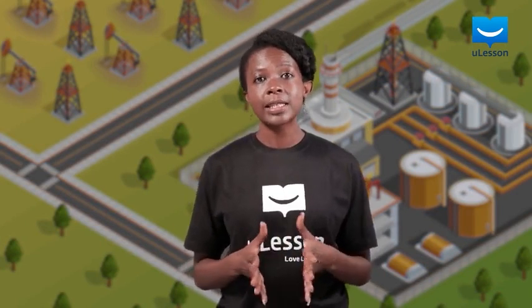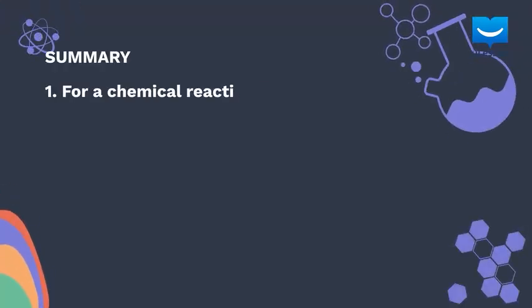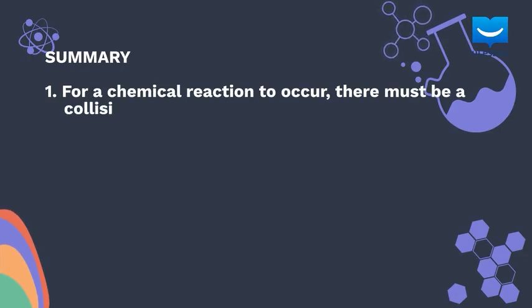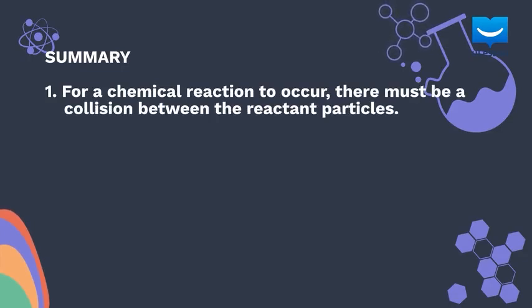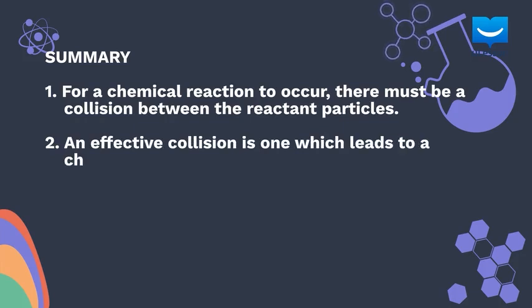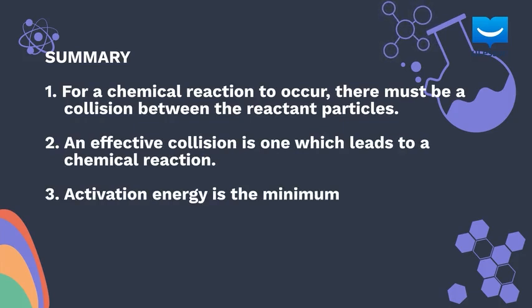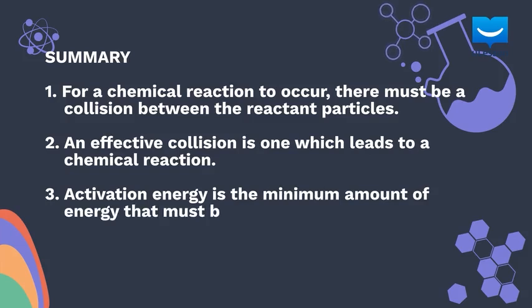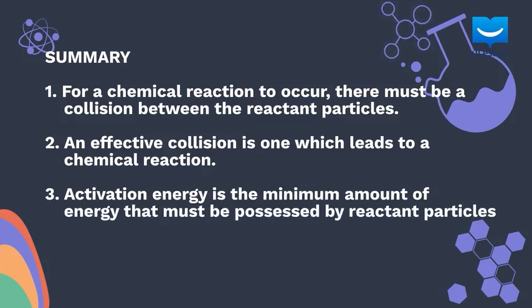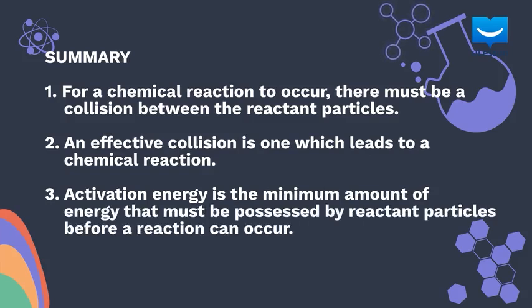For now, a simple summary of this lesson is, for a chemical reaction to occur, there must be a collision between the reactant particles. An effective collision is one which leads to a chemical reaction. Activation energy is the minimum amount of energy that must be possessed by reactant particles before a reaction can occur.